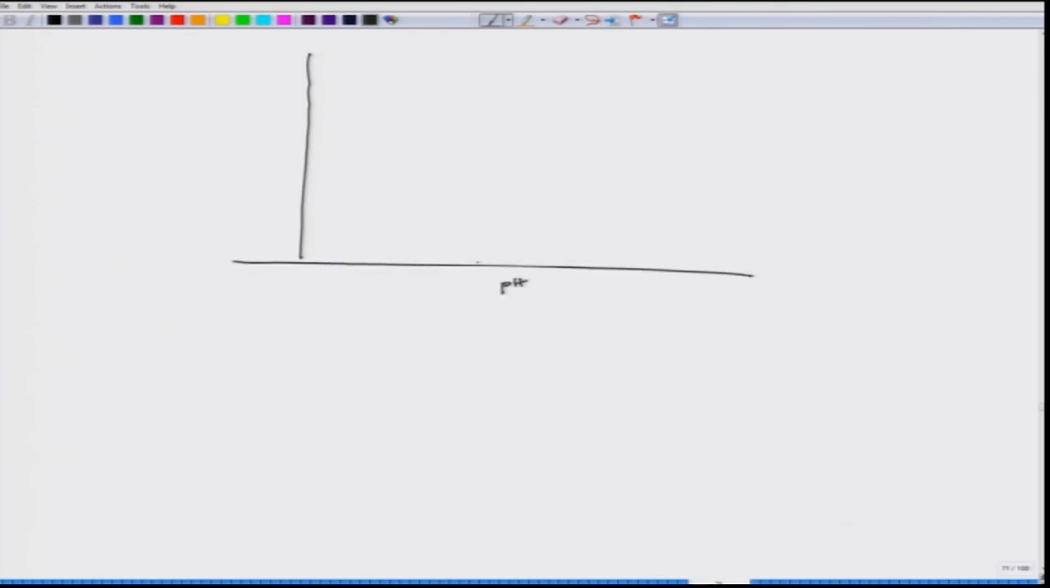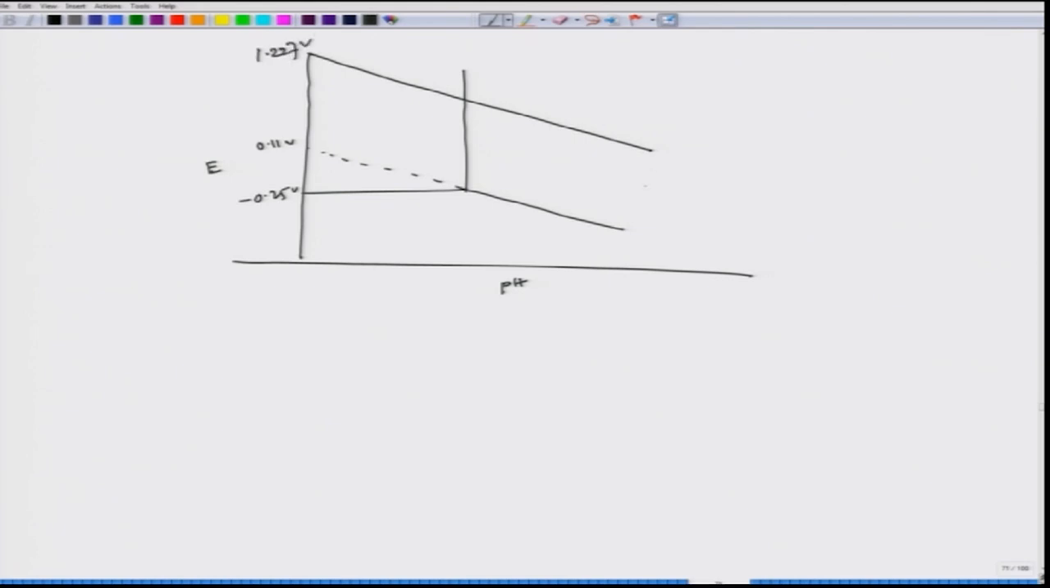This is pH, this is E. Let me do the hydrogen line.